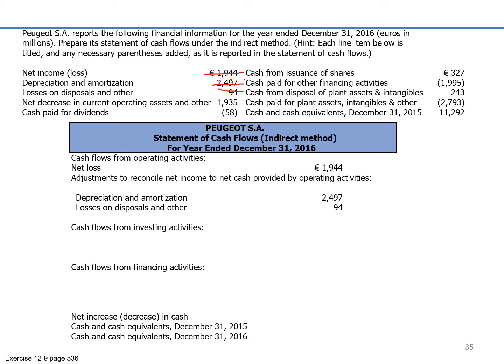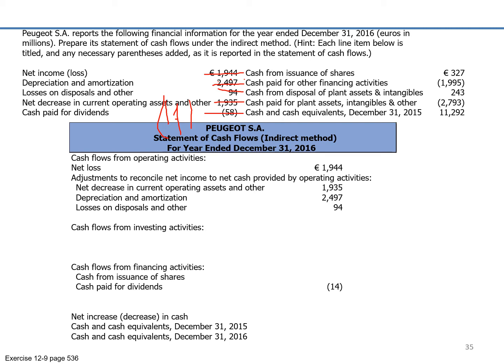So then we have net increase in current operating assets and other. So current operating assets belong in your current section, right? So we have a decrease, which means we have an increase to cash, positive number, right? Then we have cash paid for dividends. That belongs in the financing section. Except for this must be $14 instead of $58. So we have a typo, I think, there.